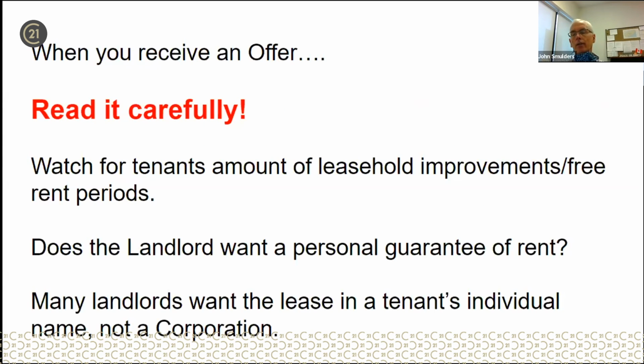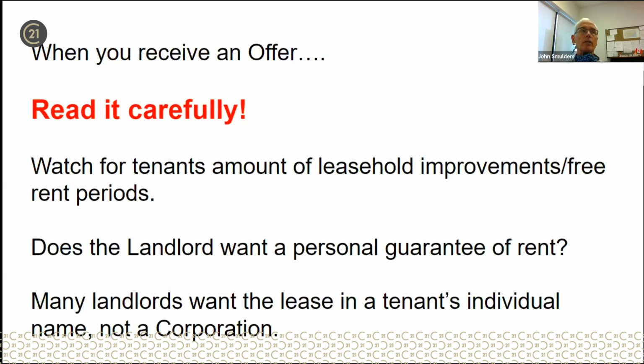When you receive an offer, you're the listing agent. We're talking about landlords here. I know it's just so obvious to say, read it carefully, but I have to put that in there. It's just unbelievable, the number of agents out there selling commercial stuff who get an offer.